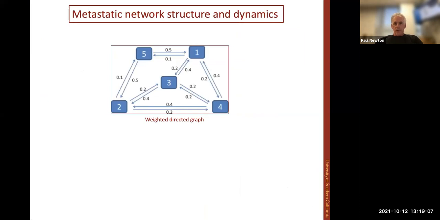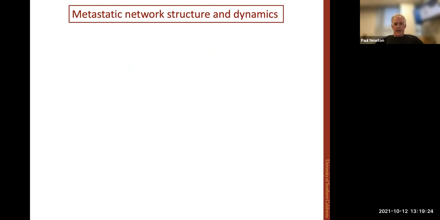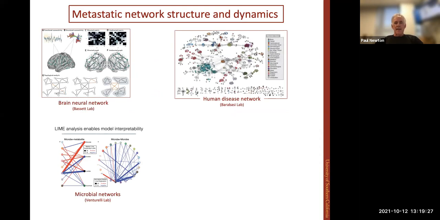So you're probably all familiar with weighted directed graphs. These are networks with nodes on them. I'm showing a simple one here with 5 nodes, and they have edges, and those edges have directions and weightings. That would be a typical weighted directed graph. And those kinds of things have been used in different biological and medical contexts. For example, I'm showing here a brain neural network, a human disease network, and a microbial network, developed by 3 different labs.